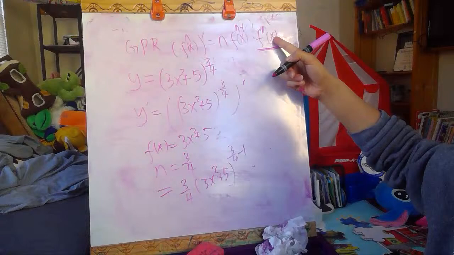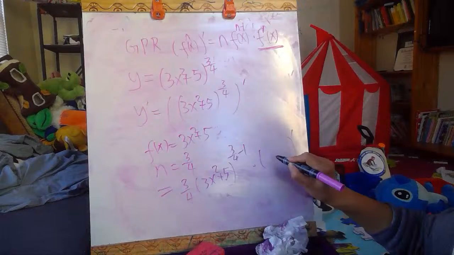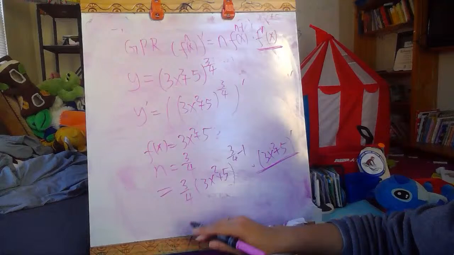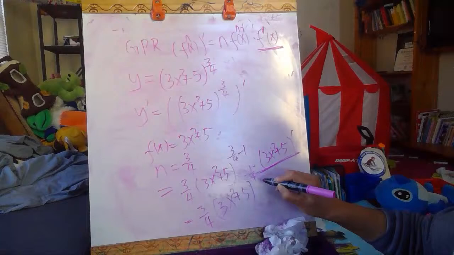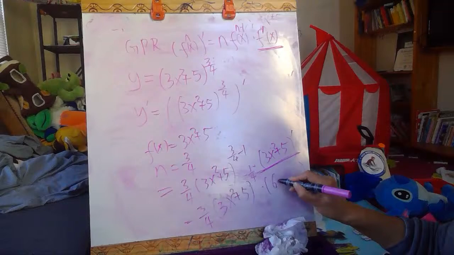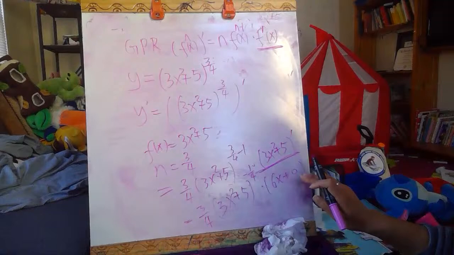Times f prime of this, so the derivative of 3x squared plus 5. Do not forget this part. So this equals 3 over 4 times (3x squared plus 5) to the power 3 over 4 minus 1, which is negative 1/4, times the derivative here, which is 6x plus 0. So we finish here. You cannot add the 0.